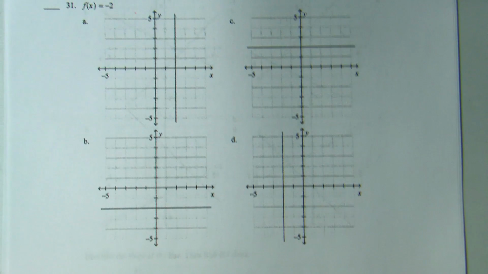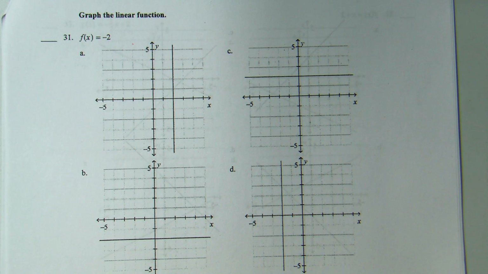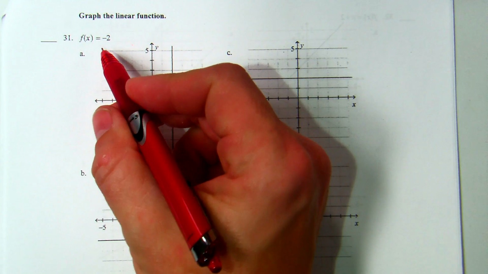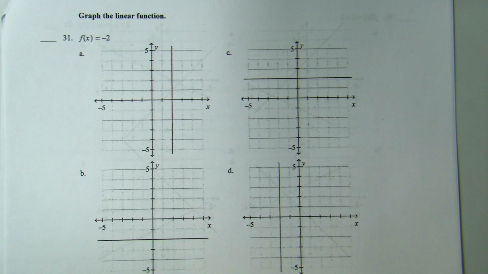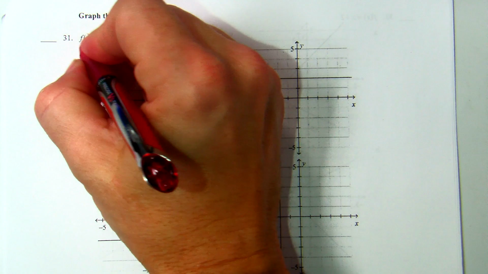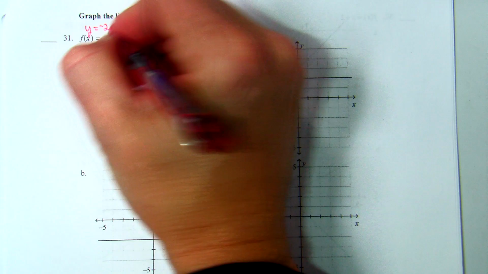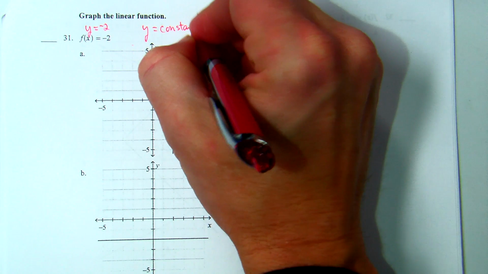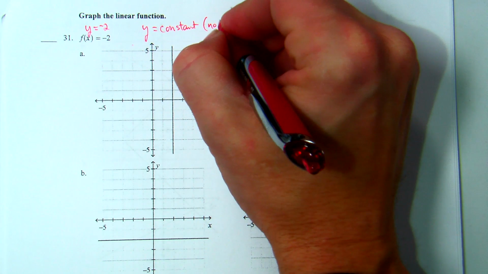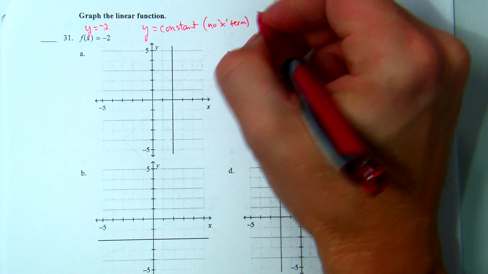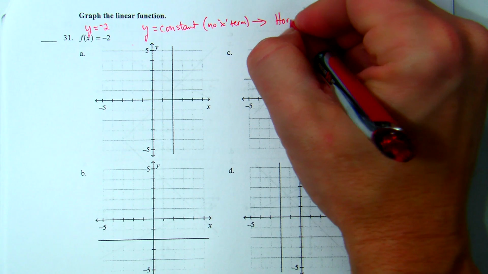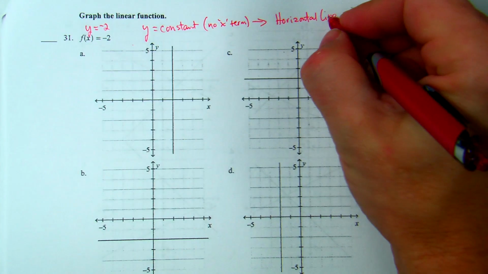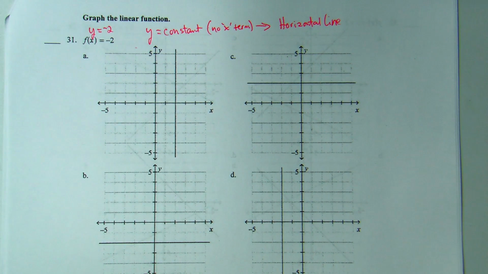Again, we're going to move rather quickly, so if you need to pause this and catch up, you'll have that ability if you're watching the videos. This is a problem where we had to pick out the graph of the equation that's been given. Remember, f of x is the same thing as y, so y equals negative 2. Anytime y equals a constant and there is no x term, this is a horizontal line.